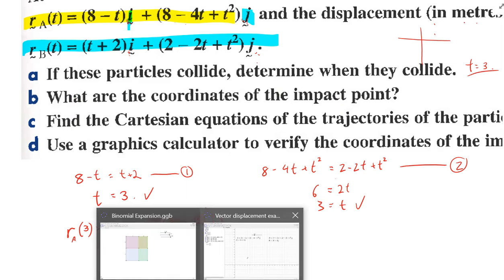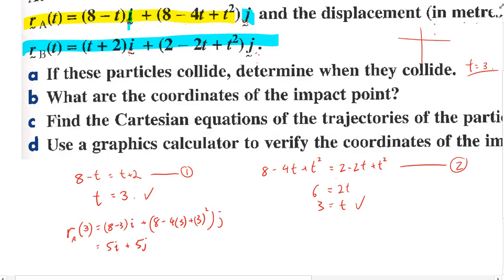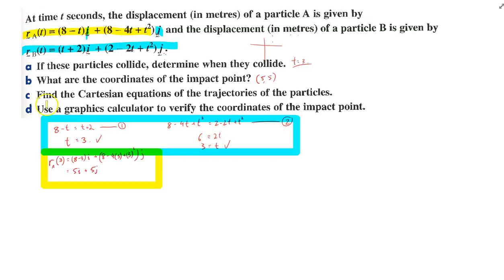Let's see if my GeoGebra thing agrees with that. Okay, 5, 5. Yep, looks like that's where they're meeting. Okay, what else did I have to work out here? So I'll just put our coordinates here at 5, 5. And next it's find the Cartesian equations of the trajectories of the particles. So we've done this before, so we need to do it for both of them.